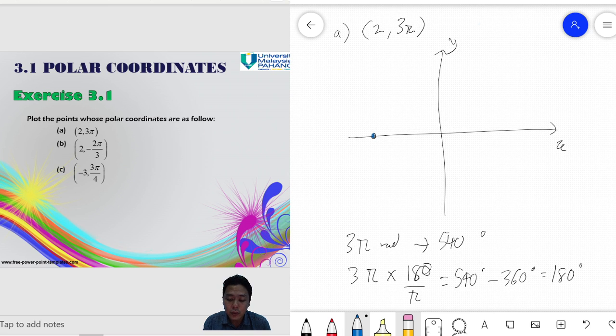And also don't forget to draw the line which represents the r, which is r equals to 2. The length is r equals to 2, and the degrees. That's not a very good representation. This will be 3 pi.